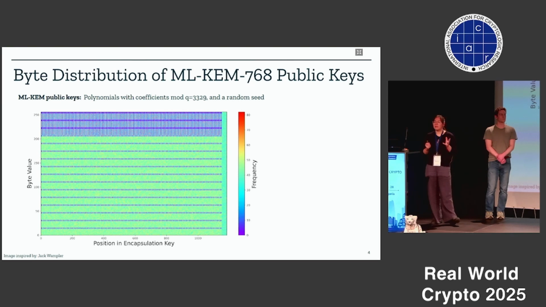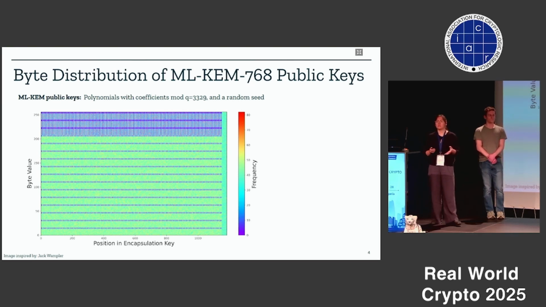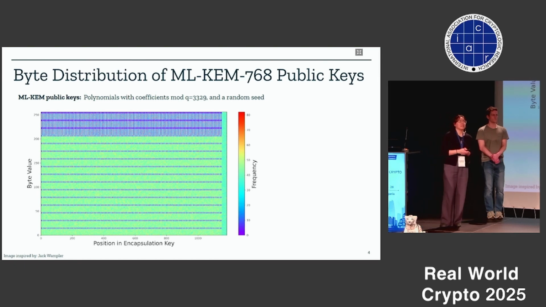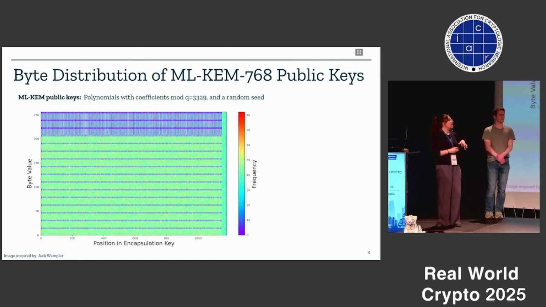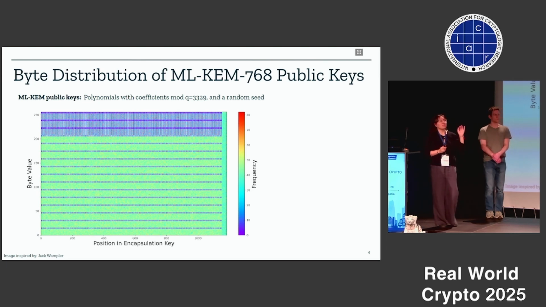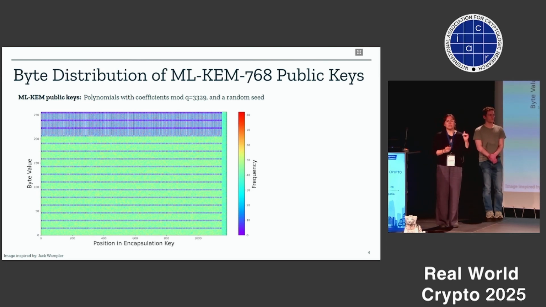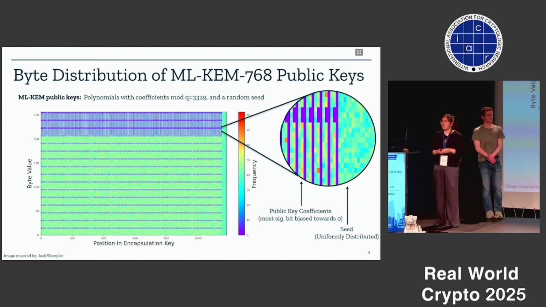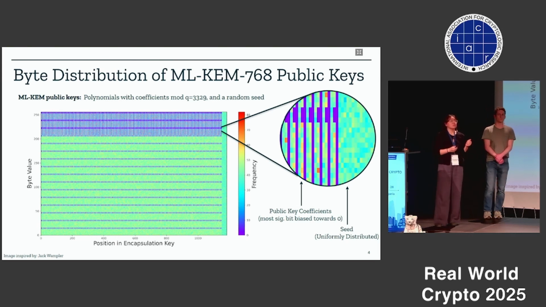Okay, so what do ML-KEM public keys actually look like? They're polynomials with coefficients modulo some value q with a random seed appended at the end. If we look at the frequency of this byte distribution, the y-axis shows the byte values and the x-axis the position in the encapsulation key. The color represents the frequency at which each of these values occurs. If we zoom in, we can see that the seed appended at the end of this public key is perfectly uniformly distributed, but the same is not true for the coefficients in the public key.